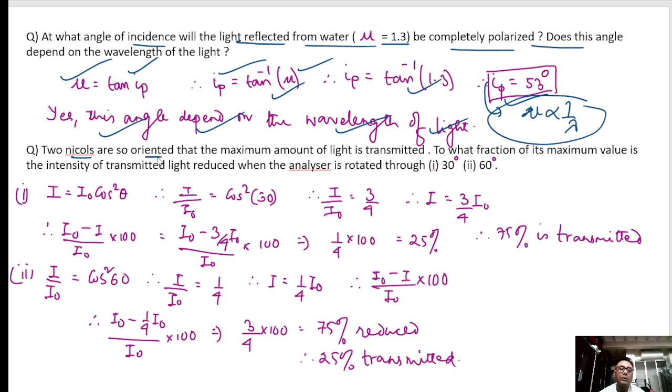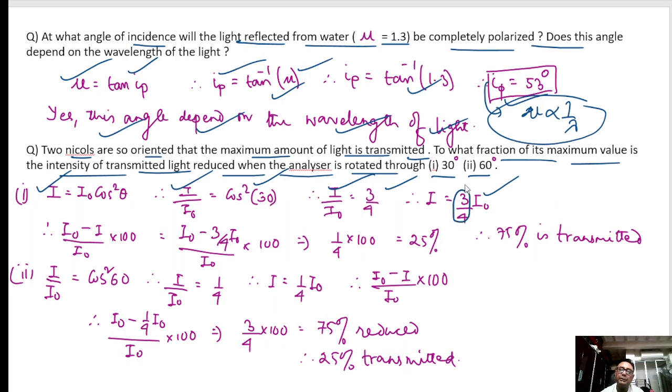Two Nicols are oriented so that the maximum amount of light is transmitted. To what fraction of its maximum value is the intensity of transmitted light reduced when the analyzer is rotated through 30 degrees? Please watch. We know the intensity of light coming out from the polarizer is this. So I by I0 is cos square 30, which becomes 3/4. That means 25% gets reduced, and 75% gets transmitted.